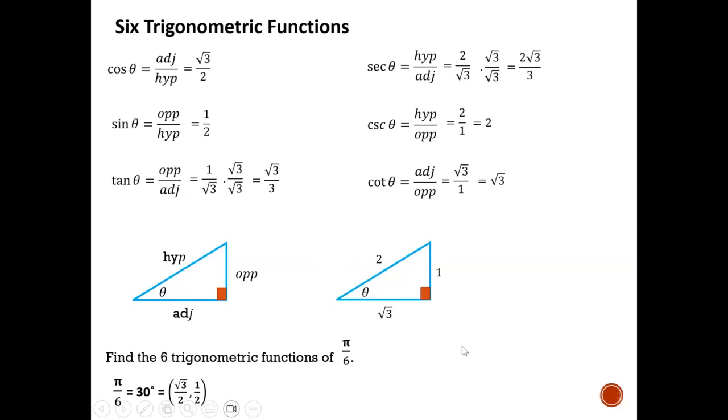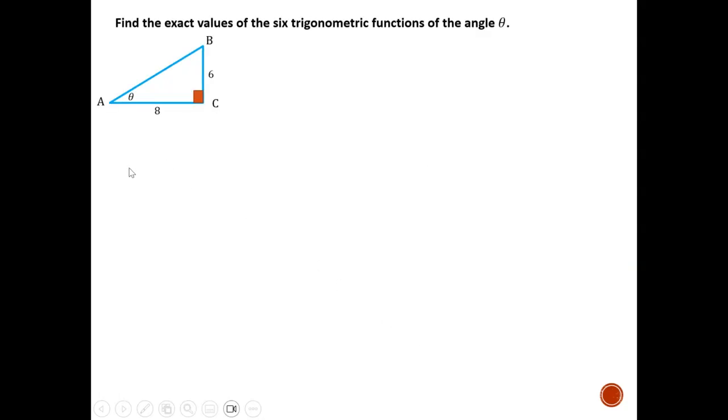Okay, now, here's another example. Find the exact values of the 6 trig functions of the angle theta. Okay, now, right, we have this is theta, this is angle A, angle B, and angle C. So the length of AC is equal to 8. The length of BC is equal to 6. What's missing? We're missing the hypotenuse. Okay, so for that, we're going to use the Pythagorean theorem.